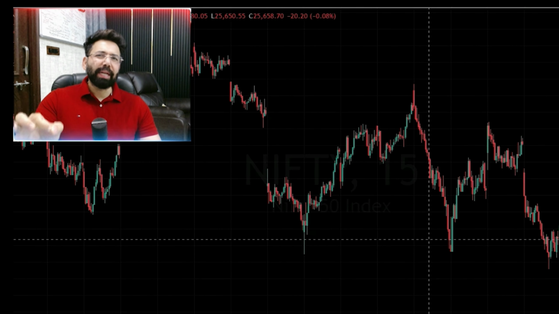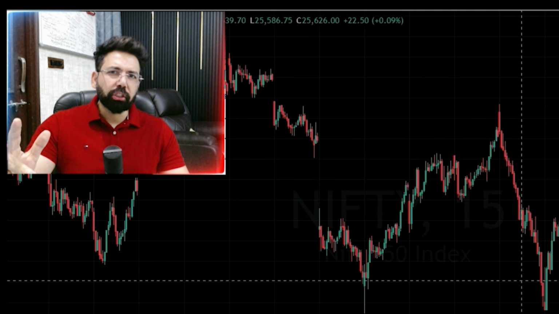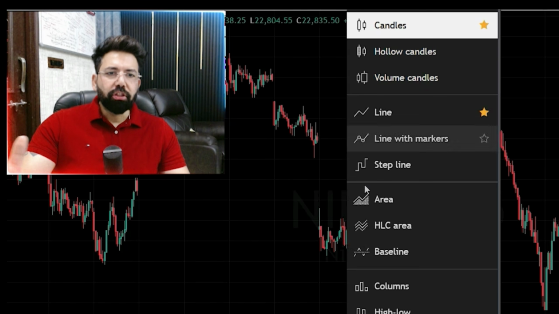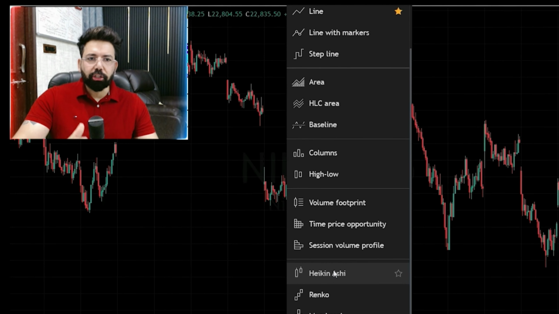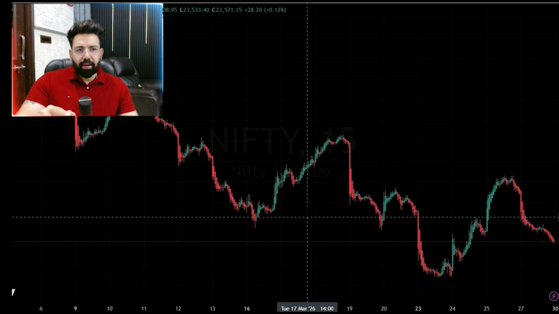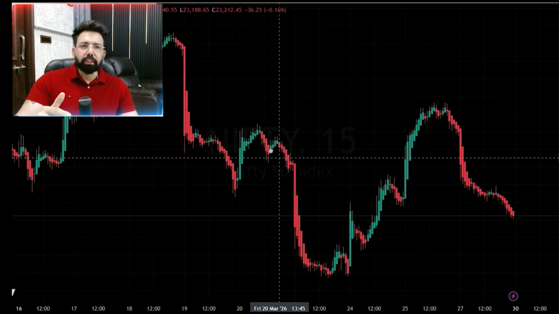Now, people who are slightly advanced and who want less noise in their charts, what they do is they go for the Heikin-Ashi candle. This candle name is Heikin-Ashi. This is available in most free charting platforms, maybe your broker platform. I'm using a TradingView example. It doesn't change a thing. As soon as I change it to Heikin-Ashi, what you find here is that suddenly the trend has become much smoother. This is the Nifty chart.